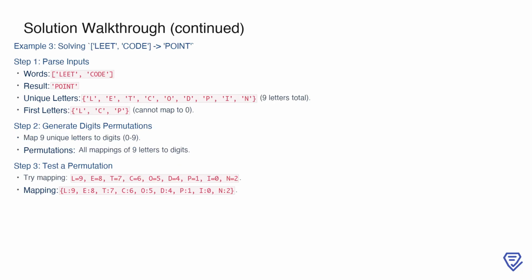In this third example, we solve the puzzle for the words LEET and CODE, which result in POINT. Parsing the input identifies 9 unique letters, L, E, T, C, O, D, P, I, and N. Of these, the first letters L, C, and P cannot be assigned the digit 0. To solve, we generate all possible permutations of digits from 0 to 9 for these 9 letters. One potential mapping is L equals 9, E equals 8, T equals 7, C equals 6, O equals 5, D equals 4, P equals 1, I equals 0, and N equals 2. This mapping will be tested to see if it satisfies the equation.